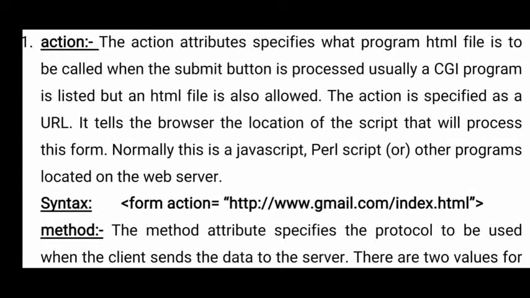Okay, so always when you use the action attribute, action equals will give the location of the server. That location of the server is nothing but the URL. And what is the use of this action attribute? The action attribute informs the browser that when the user clicks on the submit button, to which server the data should be submitted. Okay, once you see the definition.